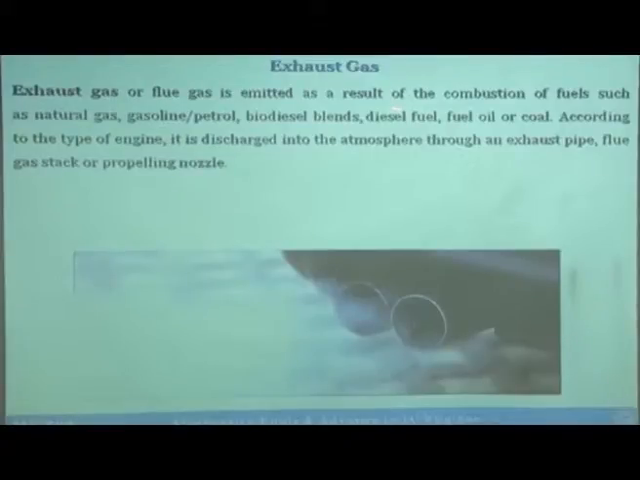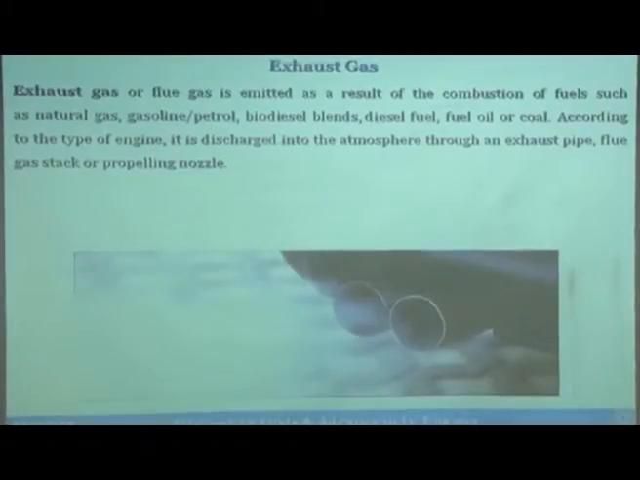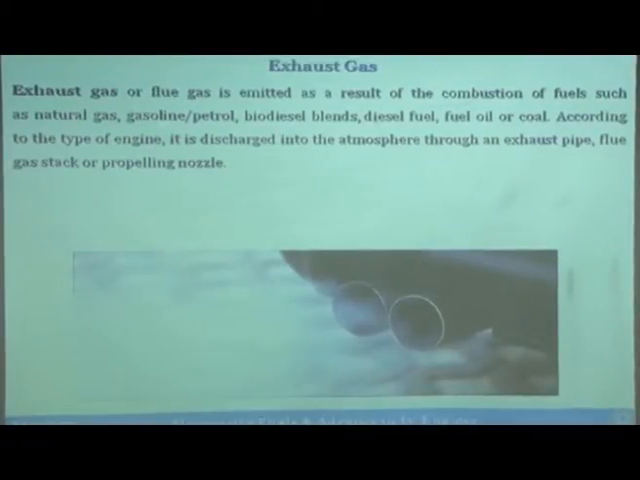So, exhaust gas, or flue gas, is emitted as a result of the combustion of fuels, and the fuels could be natural gas, gasoline or petrol, biodiesel or diesel, fuel oil, or coal. It could be anything, depending on the application. Combustion of all these fossil fuels leads to emission of exhaust gas or flue gas, okay?